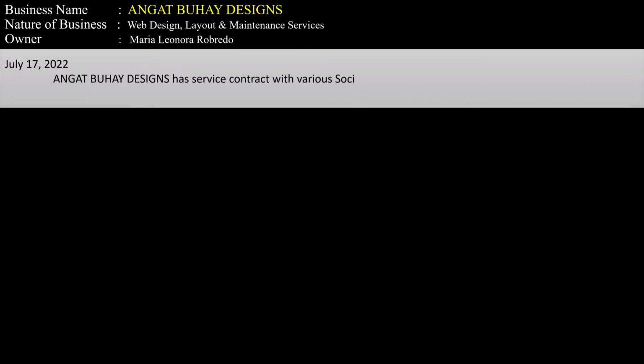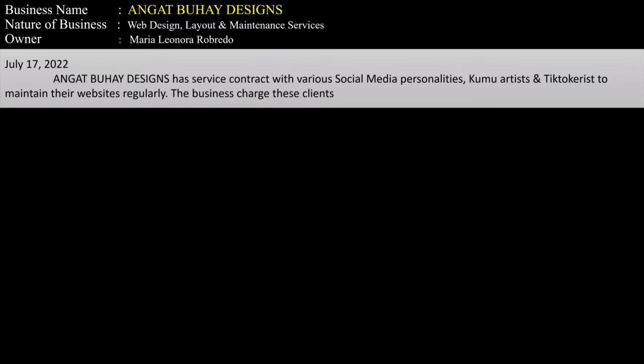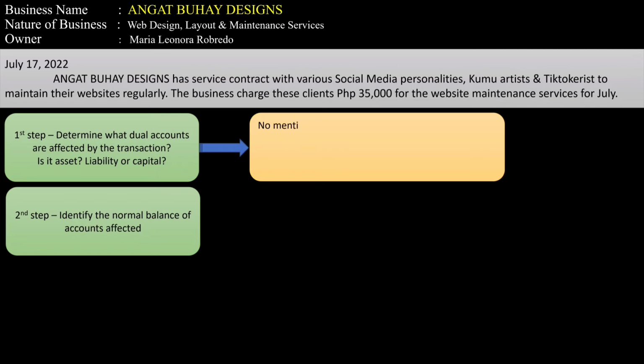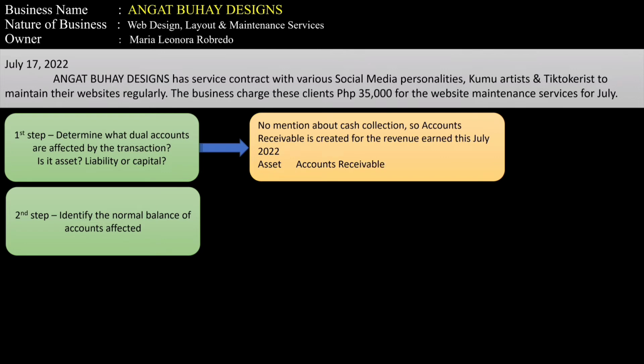Next transaction, July 17. Angat Buhay Designs has service contract with various social media personalities, Kumu artists and TikTokerists to maintain their websites regularly. The business charged these clients 35,000 pesos for website maintenance services for July. So, first step, dual accounts affected. First account affected, revenue. So, revenue because there's a contract with the service clients.